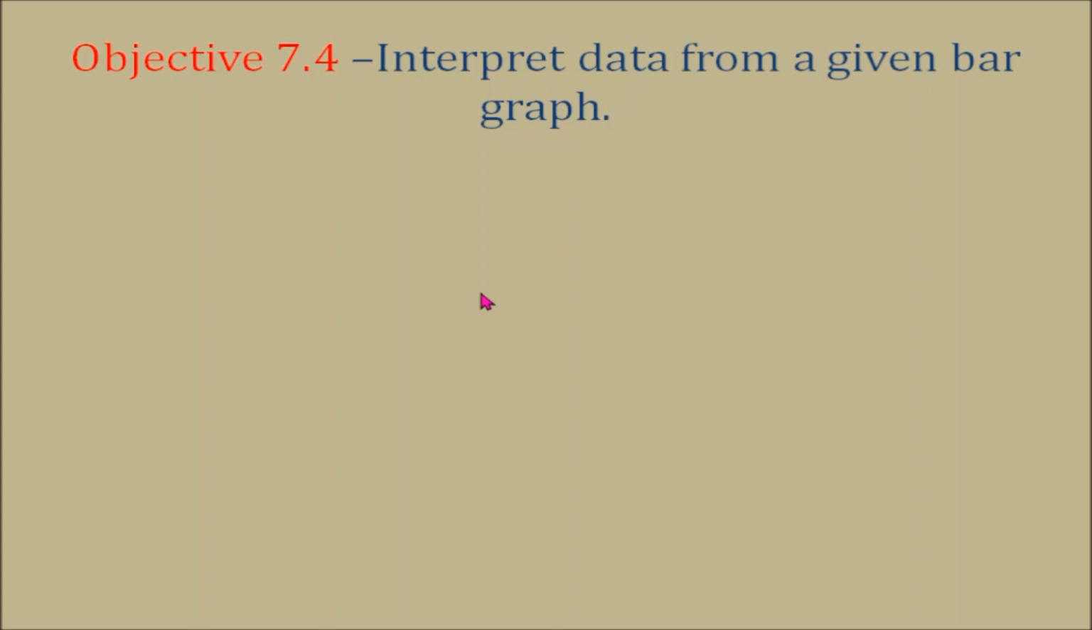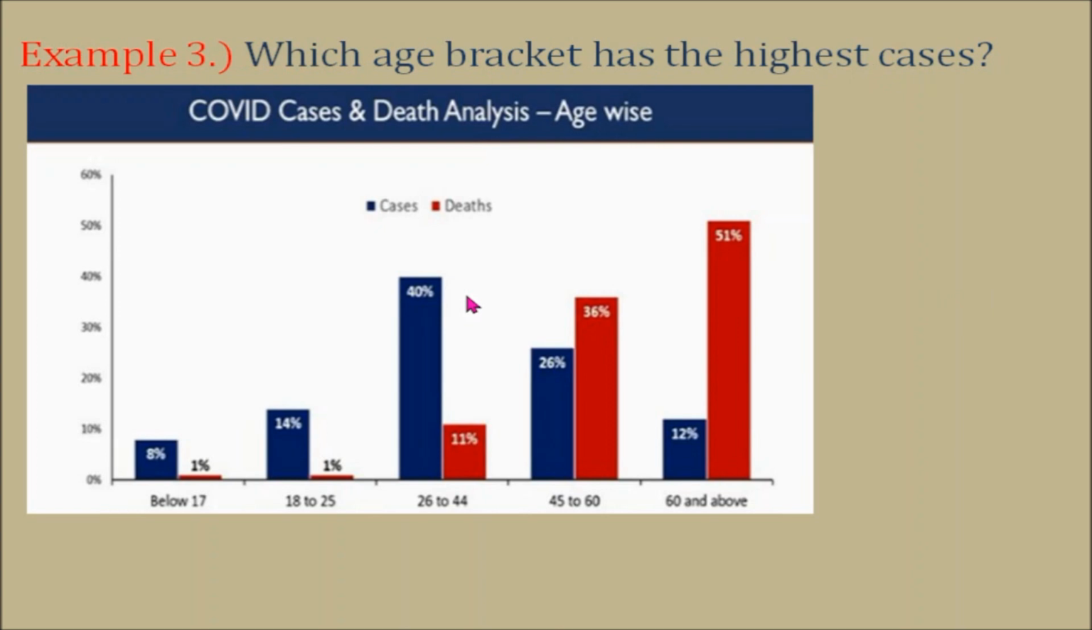Objective number 4. Interpret data from a given bar graph. So example number 3. We have here a bar graph that shows COVID cases and death analysis age-wise. So the question is, which age bracket has the highest cases? So from our legend, the blue bars are the cases and the red bars are the deaths. So to answer the question, we will look at the graph, and it's this one. So the age bracket is 26 to 44.